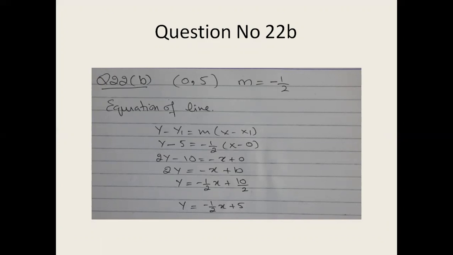So that 2 will come to the other side. You will have 2y minus 10 equals to minus x plus 0. And 2y will be equals to minus x plus 10, and y will be equals to minus 1 by 2 into x plus 10 by 2. So y will be equals to minus 1 by 2x plus 5. Minus 1 by 2 into x plus 5. That is how you find the equation of the line.